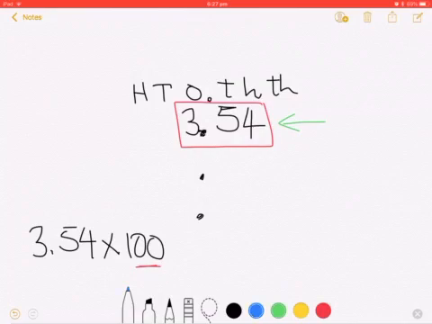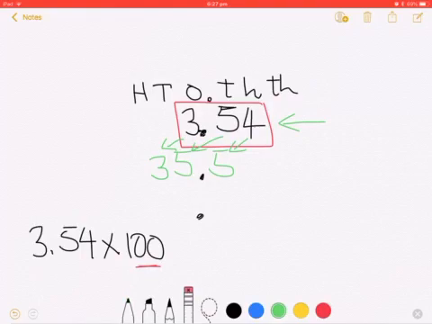So when I shove this one over here, if I shove it over one place, my 3 is going to move from the ones to the tens. My 5 is moving past that decimal from the tenths to the ones. My 4 is moving from the hundredths over to the next place, which is the tenths. That's not a 4, that's a 5. There, that's a 4 there. That's 10 times bigger. I want to make it 100 times bigger.